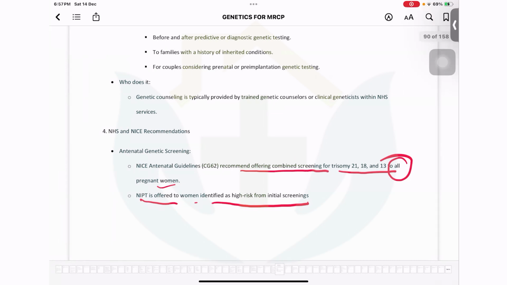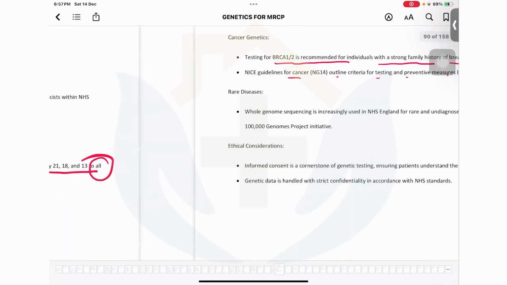Is that okay? Yes, sir. Okay. Thank you. So we need to screen all the pregnant women for trisomies.